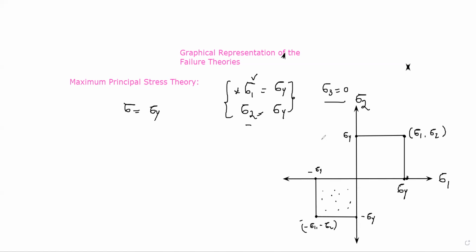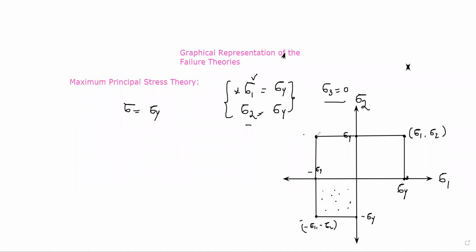Now if you come to region 2, where sigma 2 happens to be tensile and sigma 1 happens to be compressive, neither sigma 1 nor sigma 2 should exceed the value of sigma y again. So if you enclose this region again, it will be essentially like this. Okay, so it will be like this.